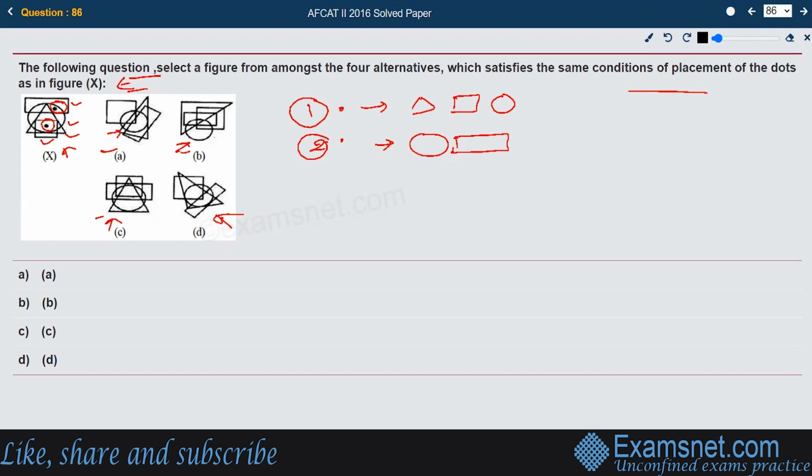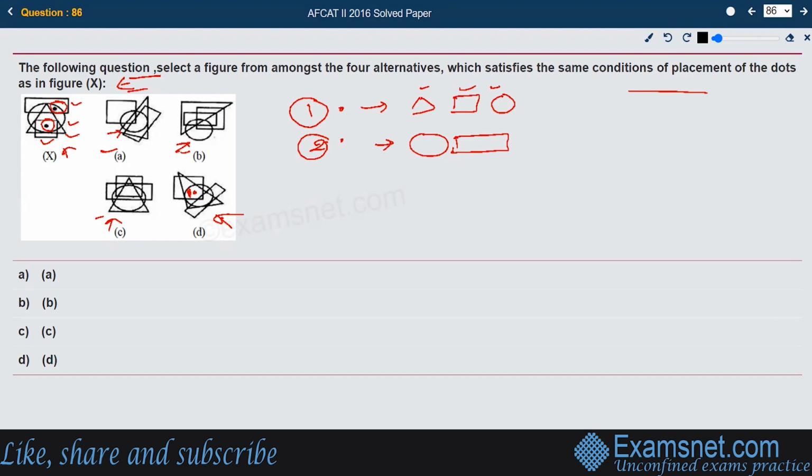In option number D, the first dot is to be placed in the triangle, square, and circle. So where we can place it, it should be part of the triangle, square, and circle. We can place the first dot here. This is the first one, part of the triangle, square, and circle, all three. The first dot can be rightly placed here.